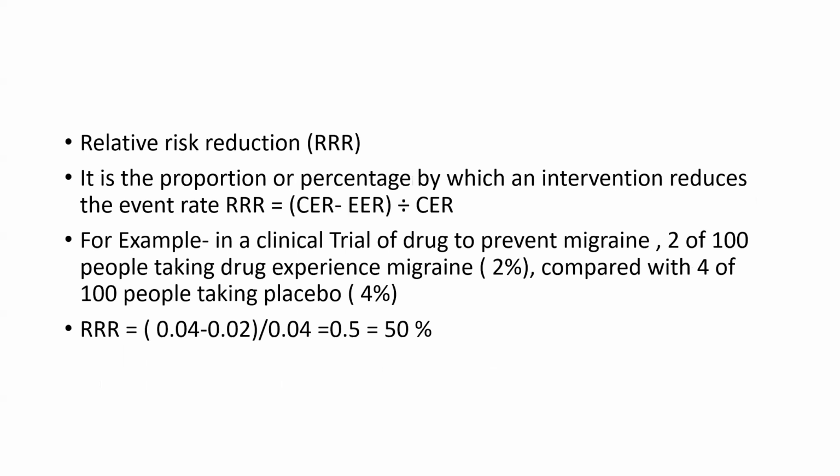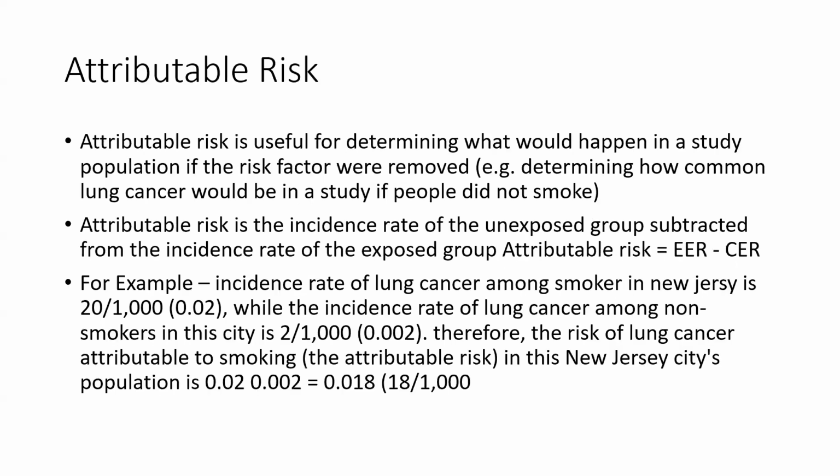Now the relative risk reduction. It is the proportion or percentage by which an intervention reduces the event rate. For example, in a clinical trial of a drug to prevent migraine, 2 of 100 people taking the drug experience migraine compared to 4 of 100 patients taking placebo. So the relative risk reduction ratio is 0.5, that is 50%.